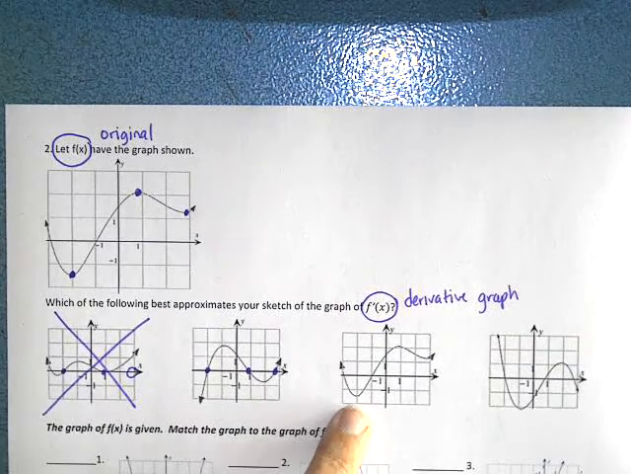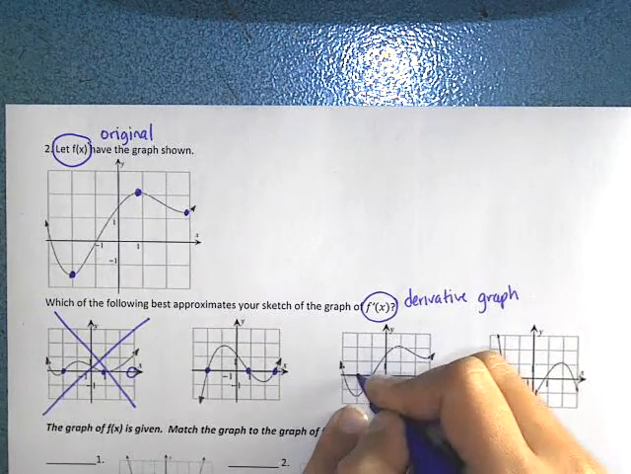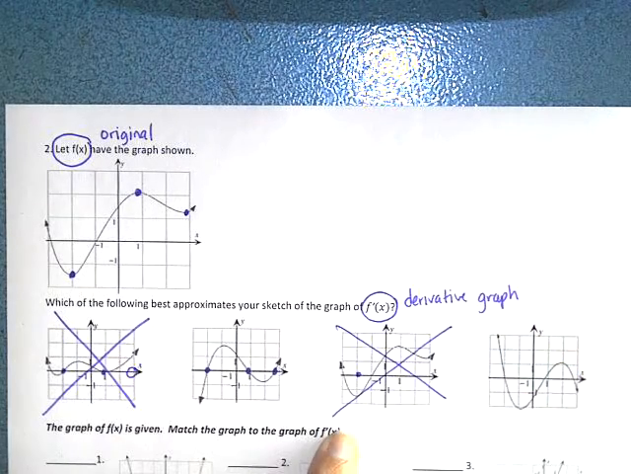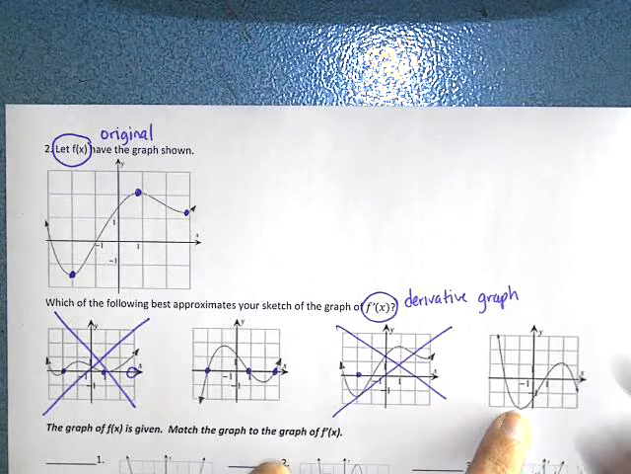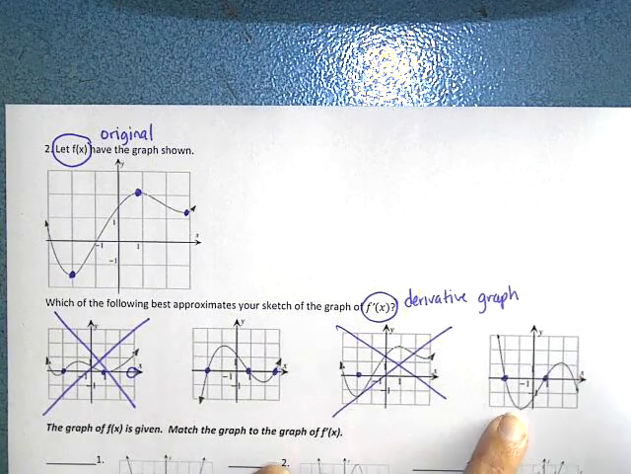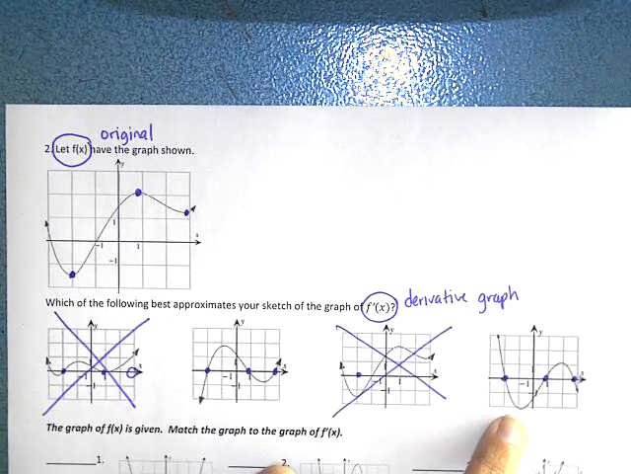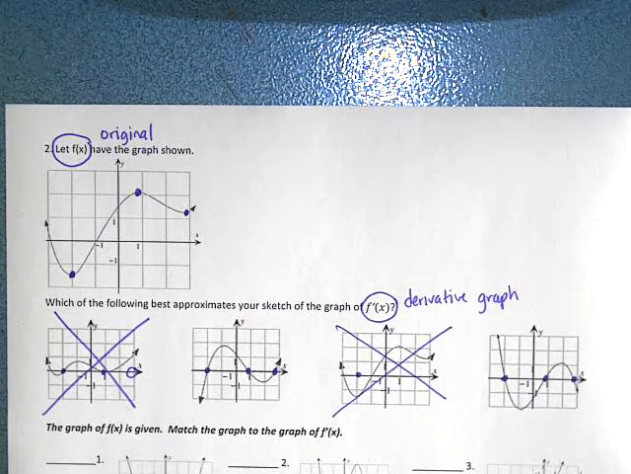If we look at this graph, is there an x-intercept at -2? No. So this cannot be the derivative. If I look at this one, is there an x-intercept at -2? Yes. Is there an x-intercept close to +1? Yes. Is there an x-intercept close to +3? Yes. So we've narrowed it down to 2 possibilities.